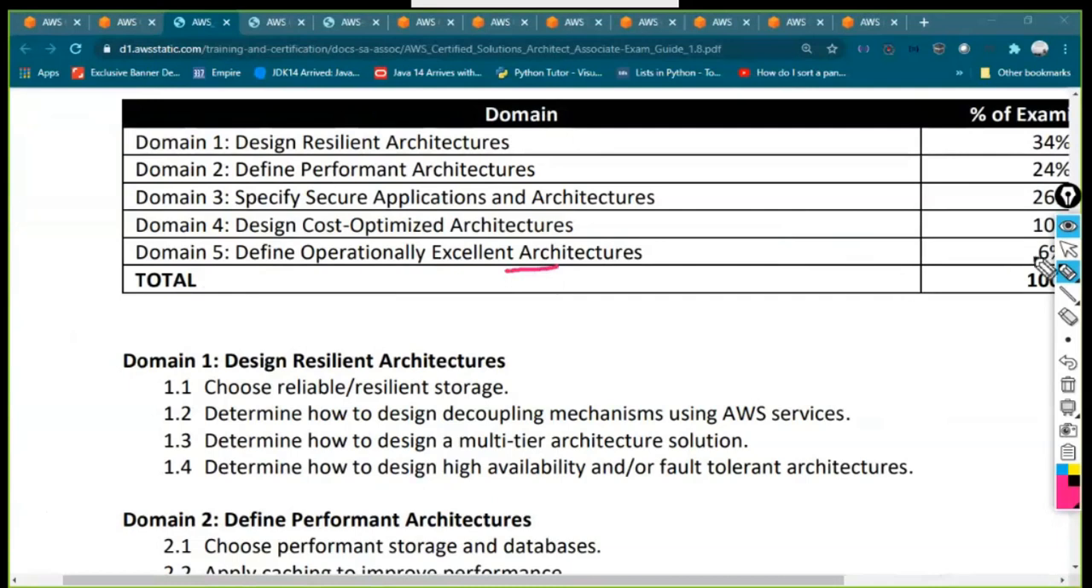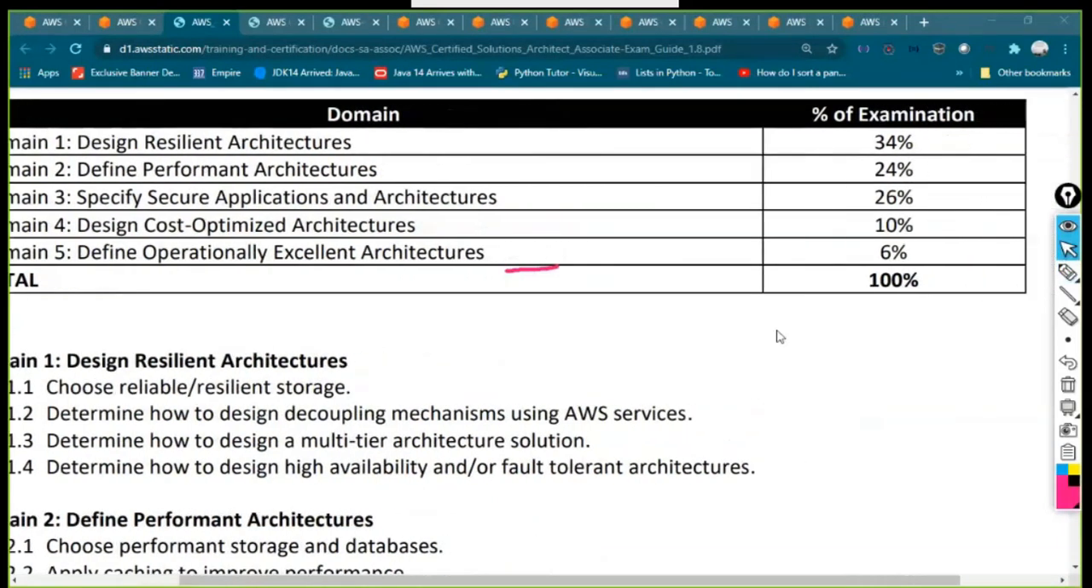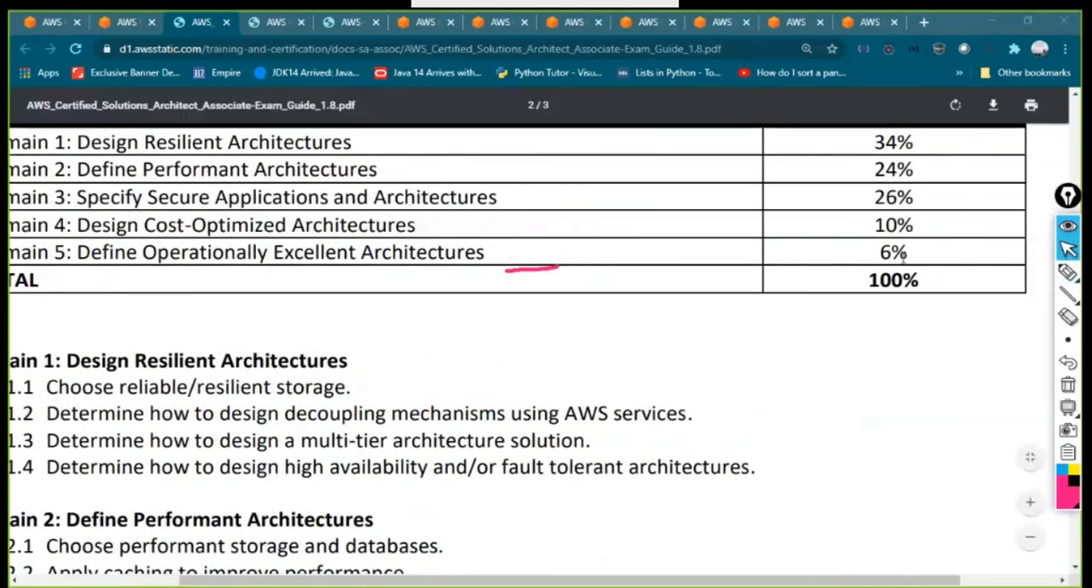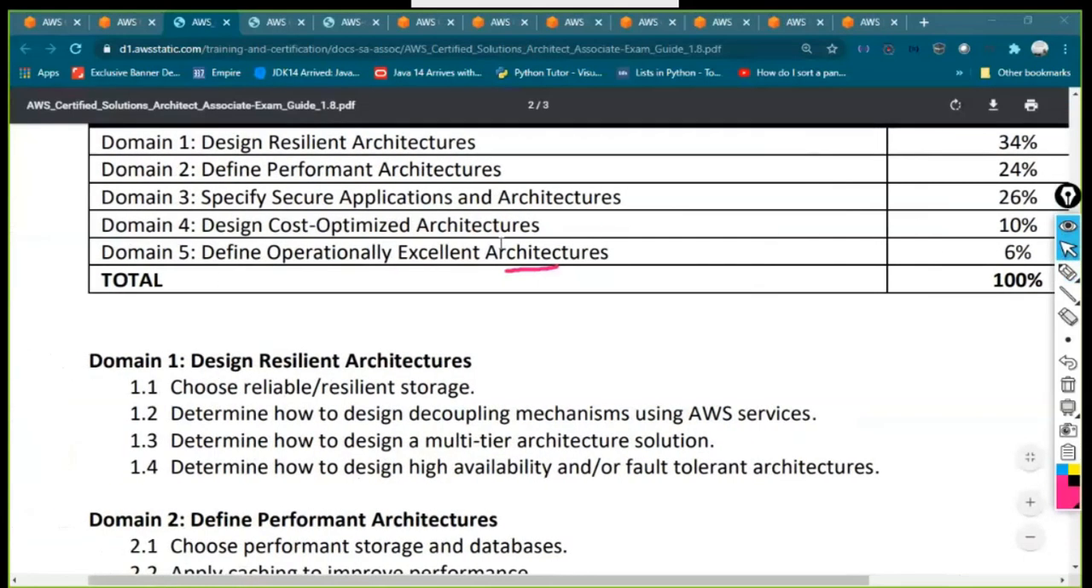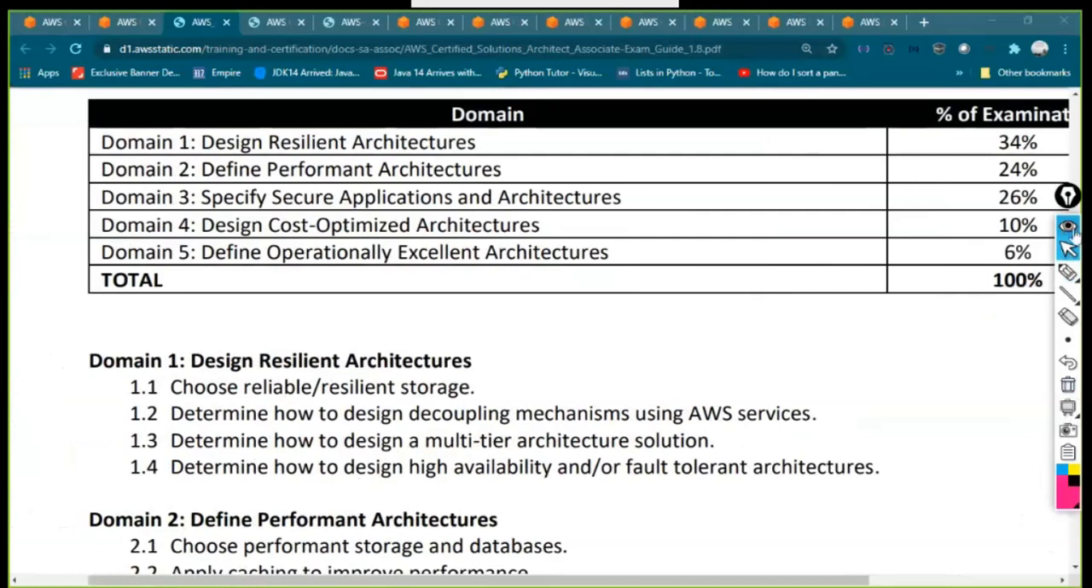Even if this one is missing, the weightage is increased on the other domains. In other domains, it got increased. So the difficulty level also got increased. So we have to be very careful while we are working towards C02.